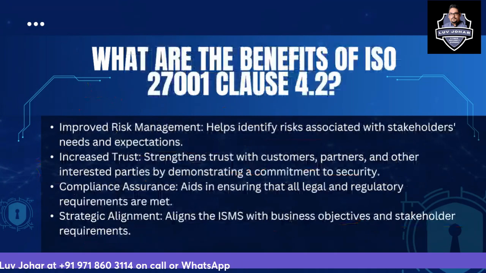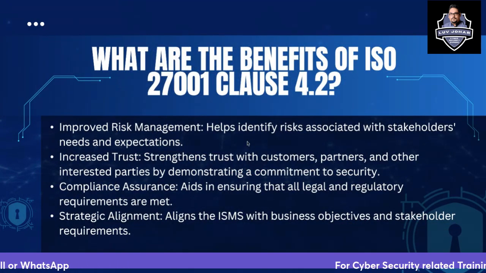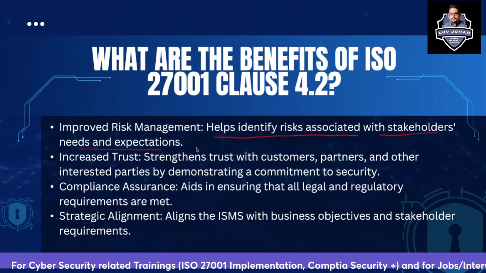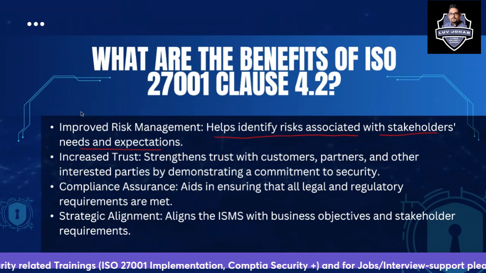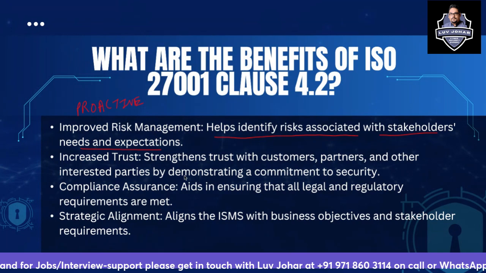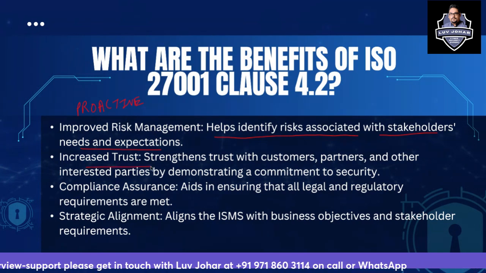So what are the benefits of clause 4.2? Once we identify all the interested parties, it helps us identify if there are any risks associated with stakeholders' needs and expectations. Accordingly, we can manage them proactively. So it's a proactive risk management approach that this clause gives us, along with increased trust.